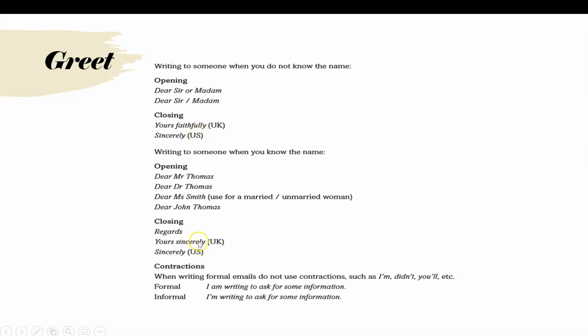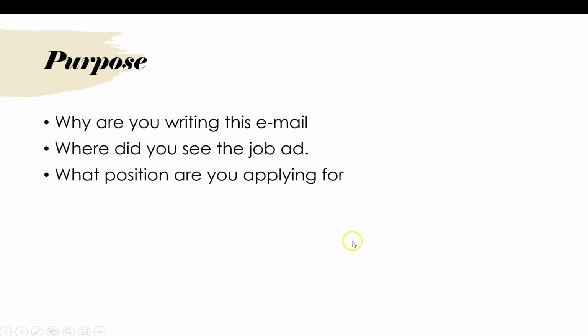So we do not use contractions like I'm, didn't, you'll. Formal: I am writing. Instead of informal: I'm writing. So we do not use contractions. Please remember that, right? Any formal documents, essays, letters, emails, we do not use contractions. Okay? So after that, the purpose. Why are you writing this email? You can state the purpose. Where did you see the job advertisement, and what position are you applying for?